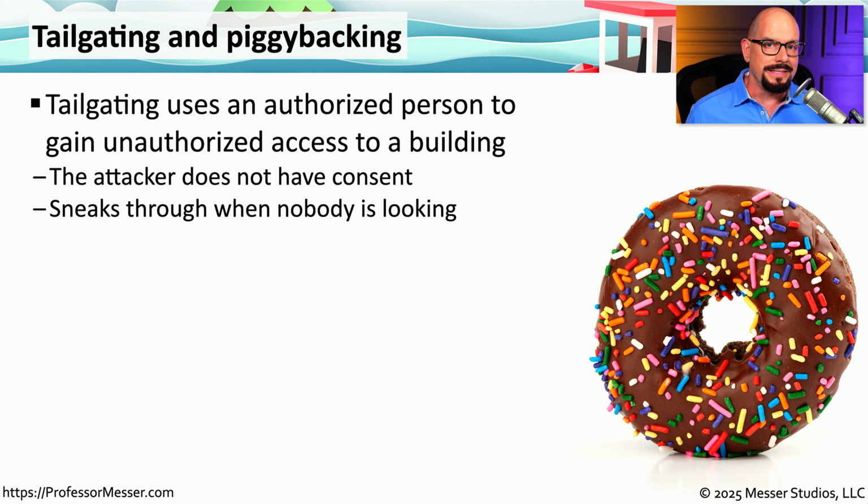A very common attack is one where the attacker simply walks into the building right through security. One way that they're able to do this is by using tailgating. This is when you are using someone who is authorized to go through that door to allow you access into the inside of the building. With tailgating, the attacker does not have consent to come into the building. In many cases, no one even realizes that the attacker made it into the building.